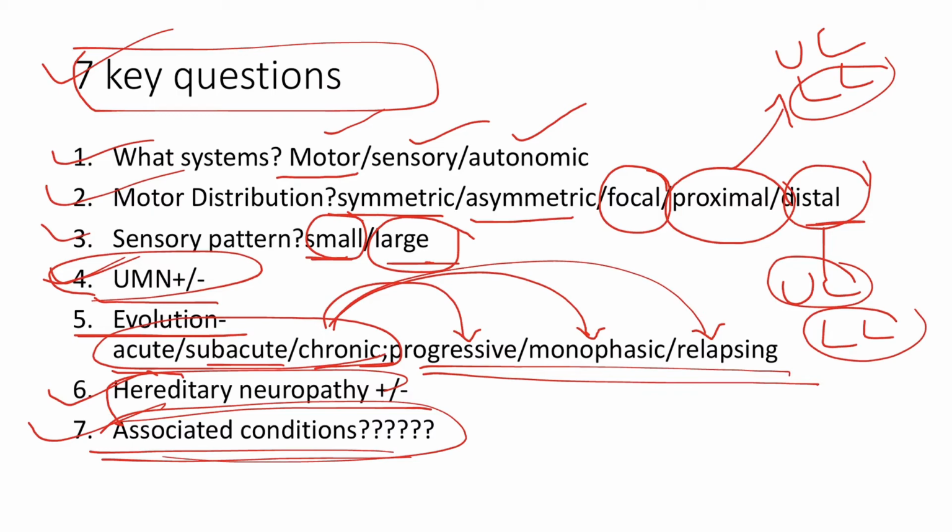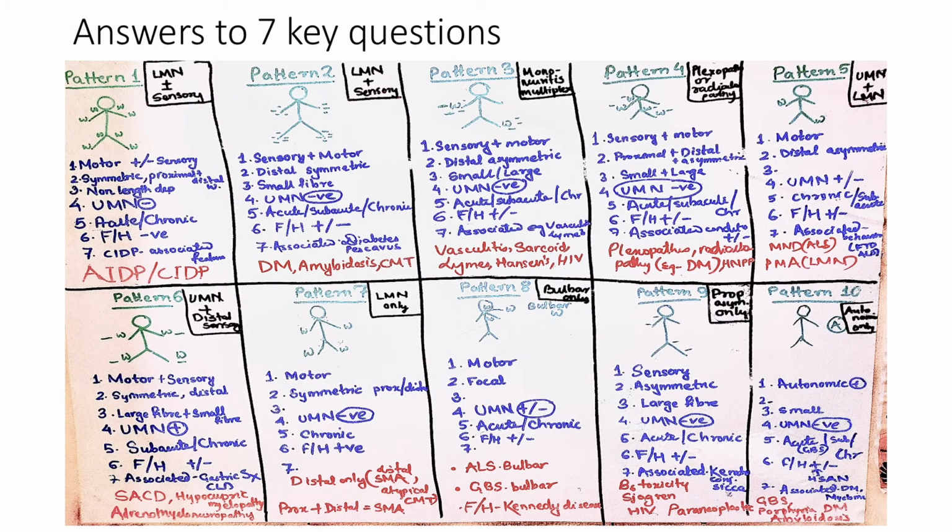Very important questions these are. Right now, this is the answer to the 7 key questions we asked. So based on the answers to the 7 key questions, we have got 10 patterns. Although it looks very intimidating, it's very easy to understand.